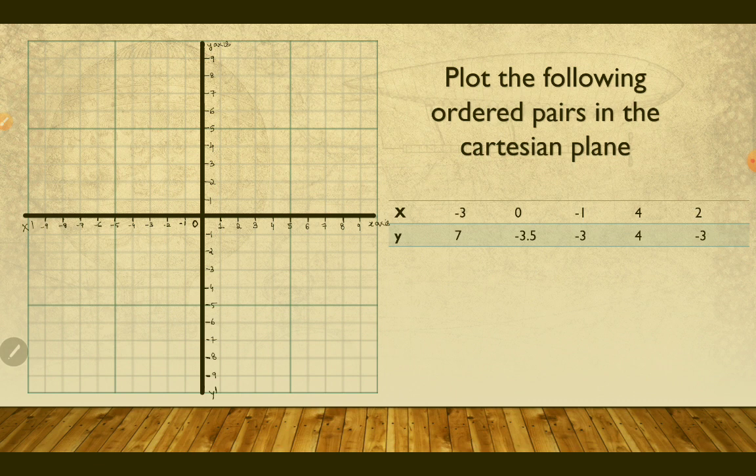Plot the following ordered pair in the Cartesian plane. First ordered pair is minus 3, 7. So minus 3 is here, 7 is here. This is minus 3, 7. The next ordered pair is 0, minus 3.5. It's here. 0, minus 3.5.